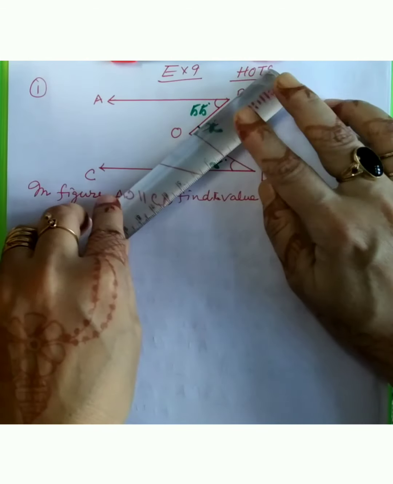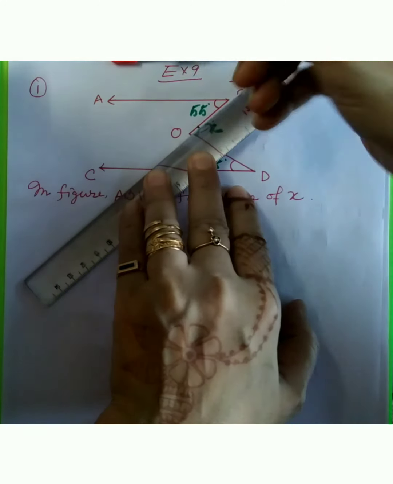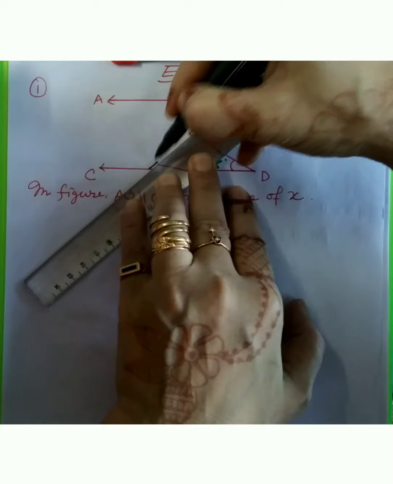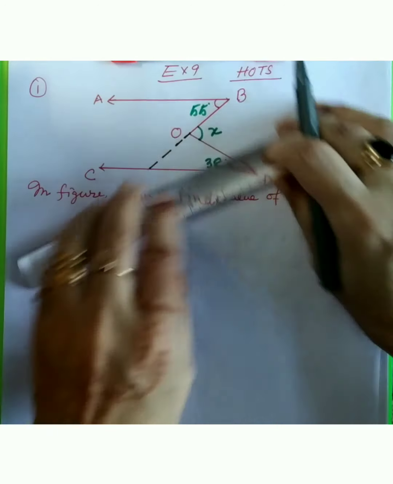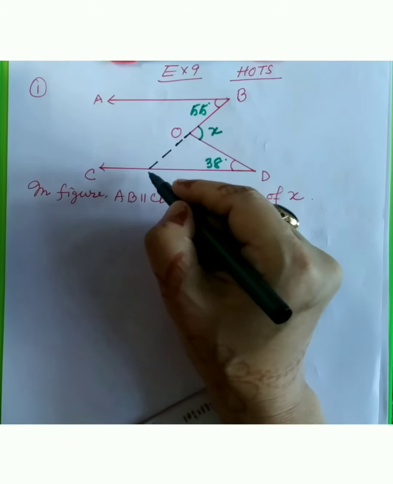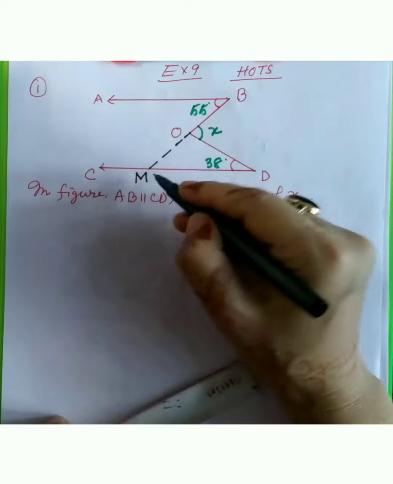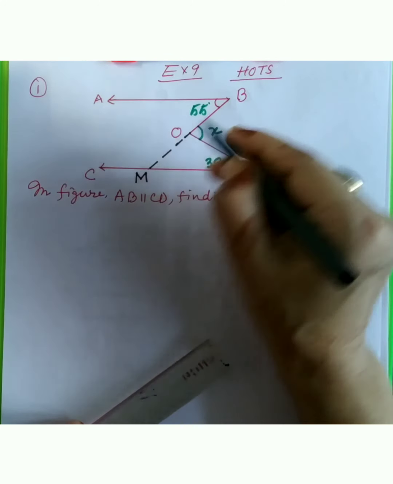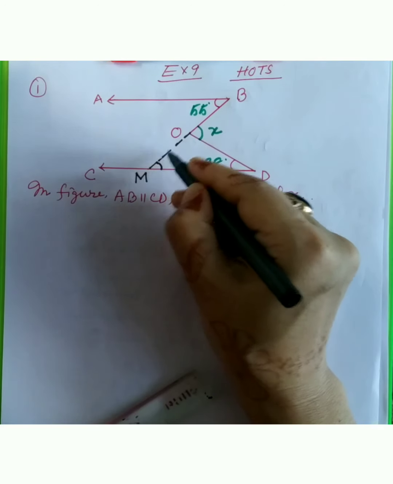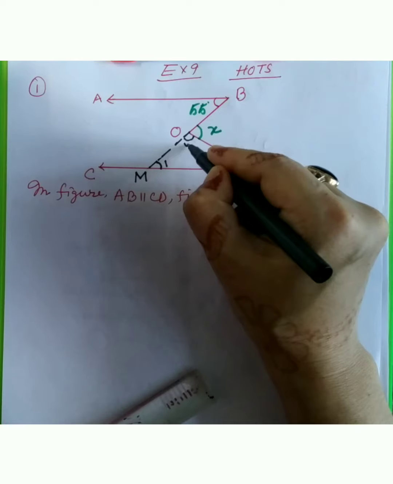So now let me extend this one up to this much. Extending it makes a transversal. This is a transversal since AB is parallel to CD. Let me name it BM. BM is transversal. Then what will happen? This angle will be equal to this angle. If this angle is 1 and this angle is y.